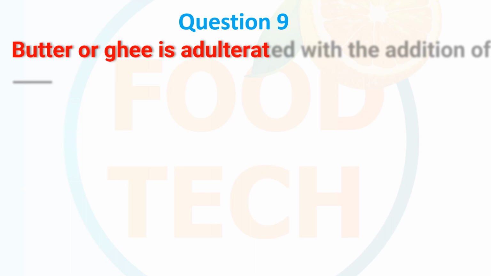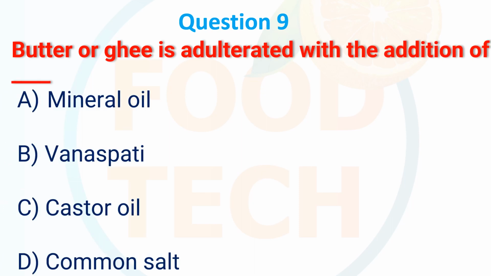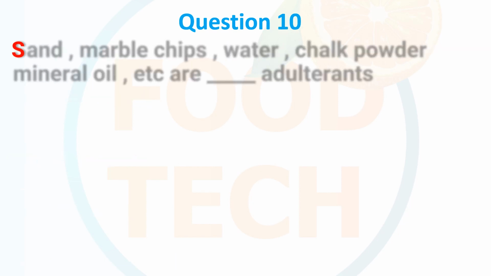Ghee or butter is adulterated with the addition of: A. Mineral oil. B. Vanaspati. C. Castor oil. D. Common salt. The answer is B. Vanaspati oil.